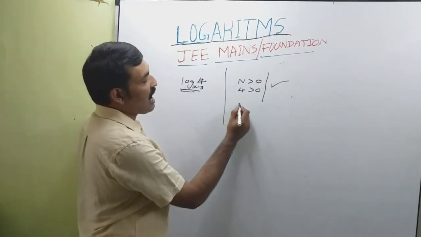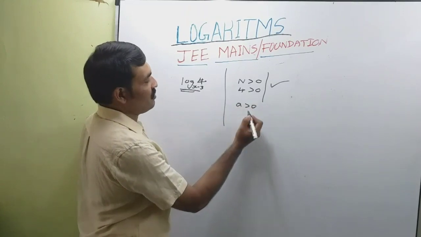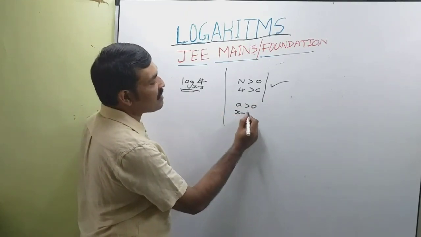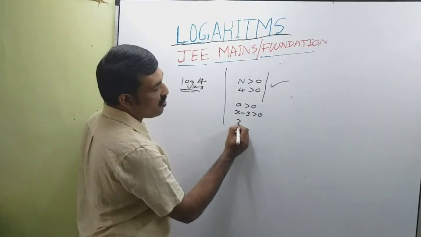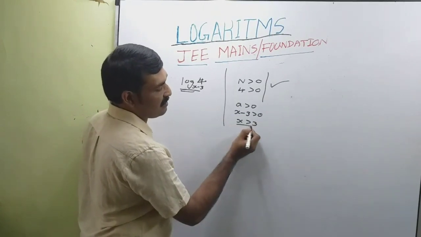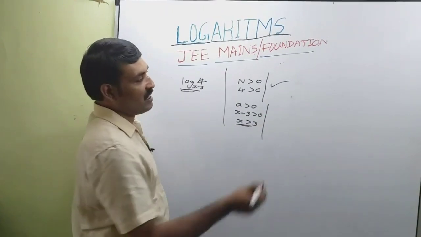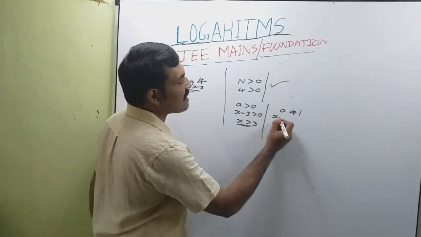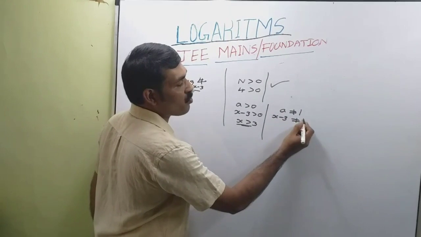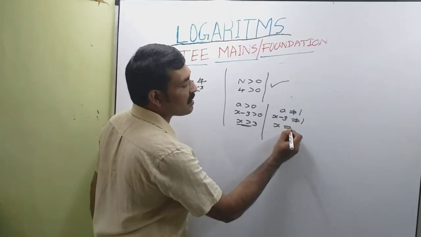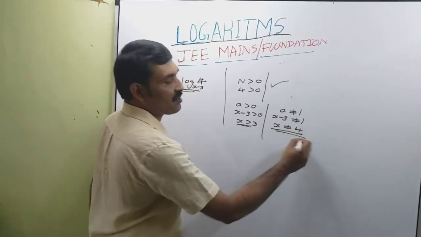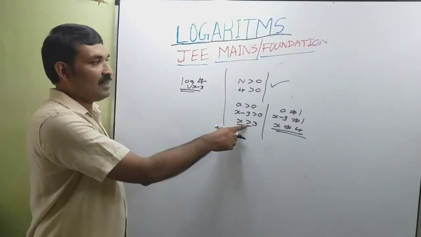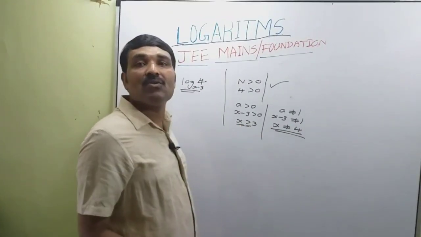Second condition, a greater than 0. That means x minus 3 greater than 0, or x greater than 3. And the third condition is a not equal to 1. That means x minus 3 not equal to 1, or x not equal to 4. So x is greater than 3 and x is not equal to 4.